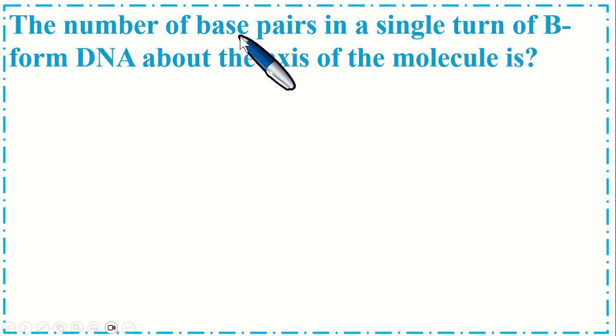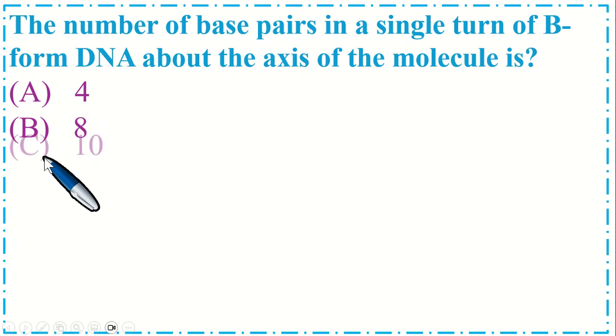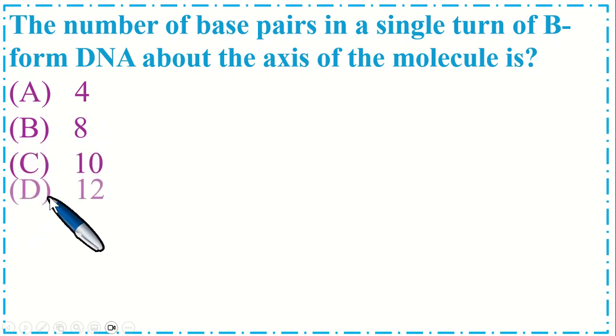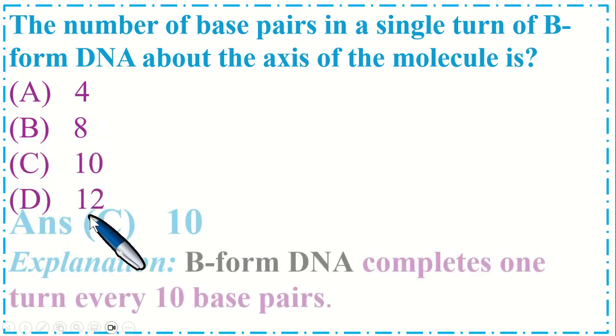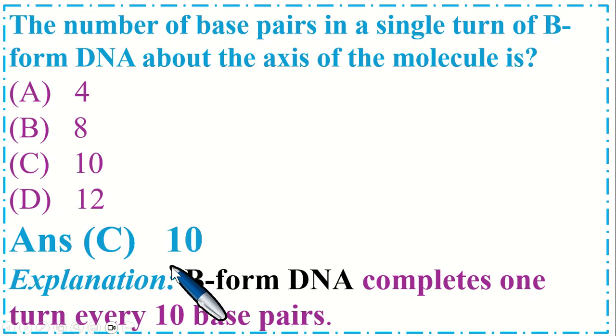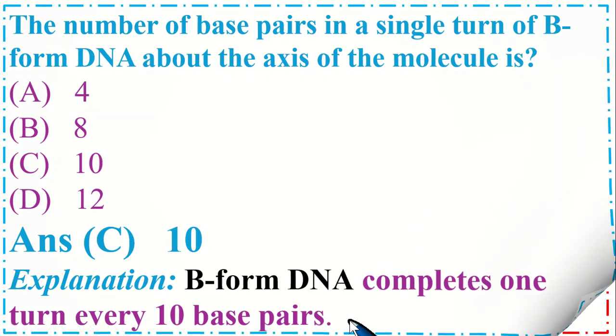The number of base pairs in a single turn of B-form DNA about the axis of the molecule is: option A, 4, B, 8, option C, 10, and option D, 12. So the correct option is C, 10. B-form DNA completes one turn every 10 base pairs.